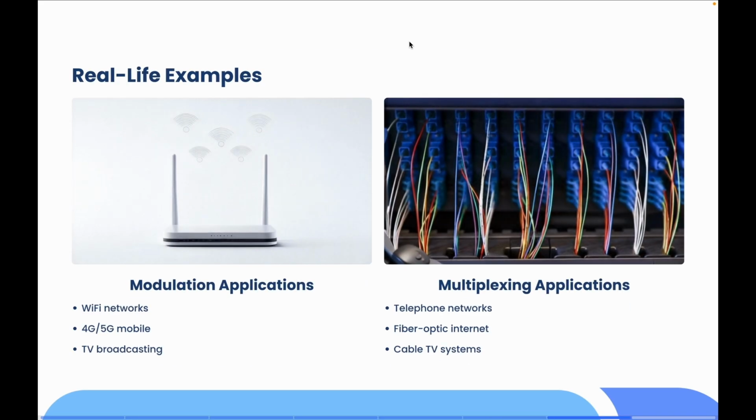Some real life examples of modulation applications are Wi-Fi networks, 4G and 5G mobiles, TV broadcasting, etc. And for multiplexing applications: telephone networks, fiber optic internet, cable TV systems, etc.